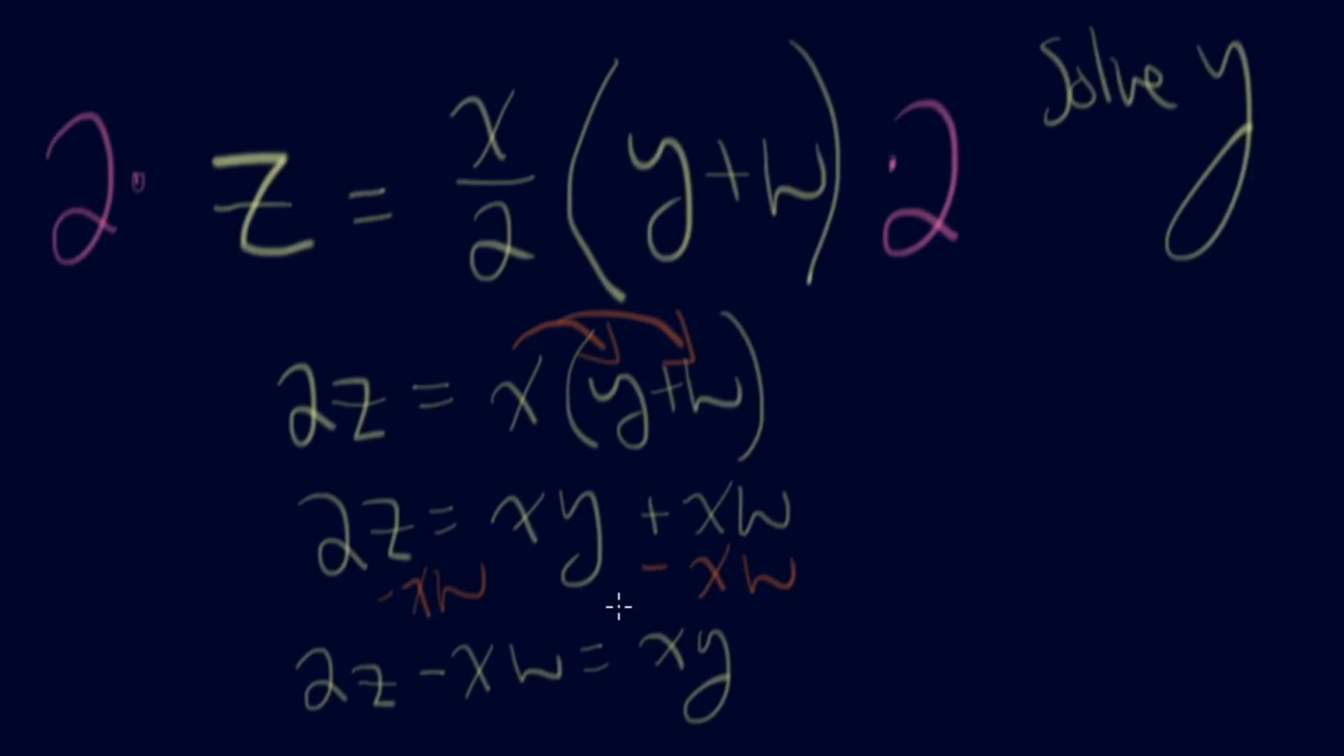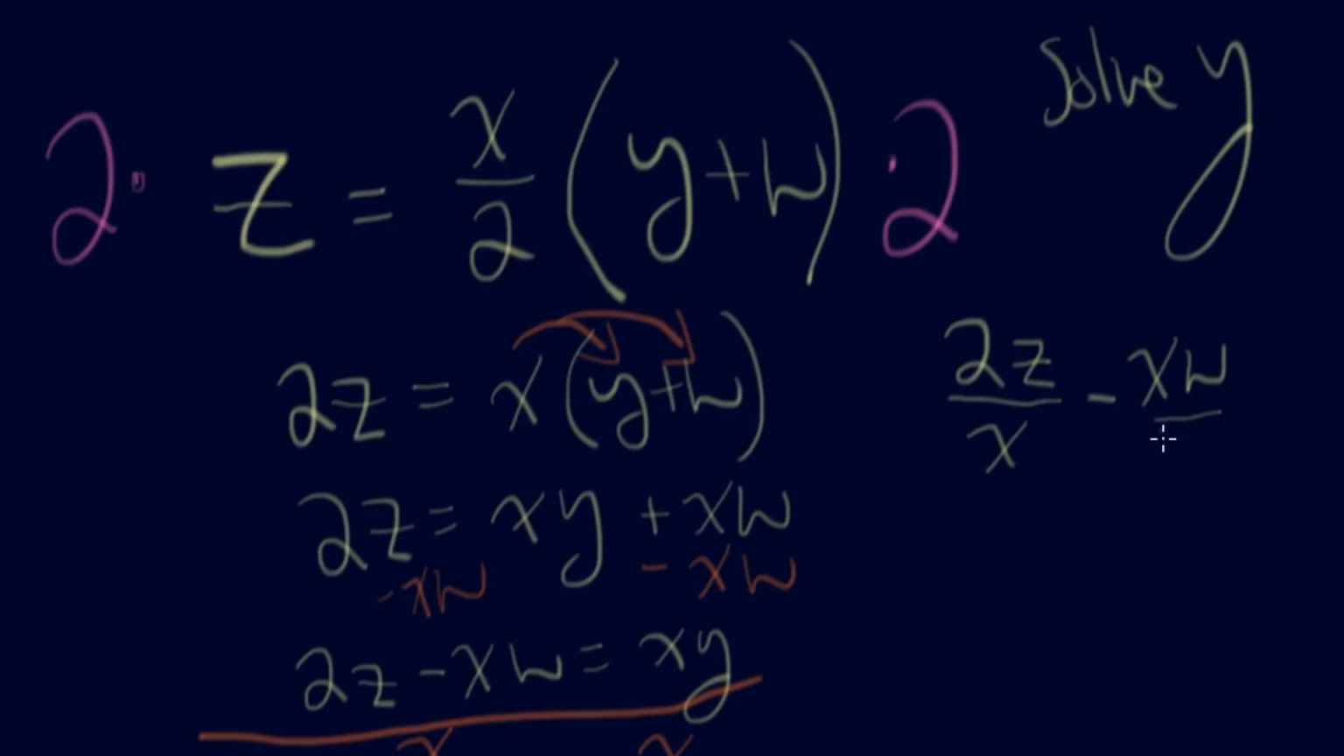Okay. Well, I need to get it to say y equals, so I'm going to divide both sides by x, just like this. When I do that, it's going to say y equals. It's going to be very exciting, and this is kind of what it will look like. Now, depending on your teacher, they may write it a couple of different ways, and this is pretty important. So 2z over x minus xw over x is equal to y.